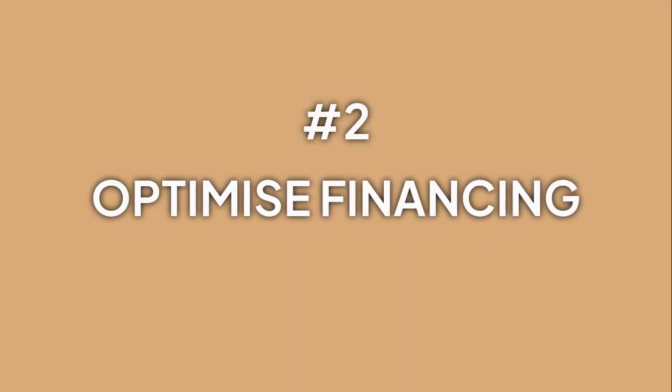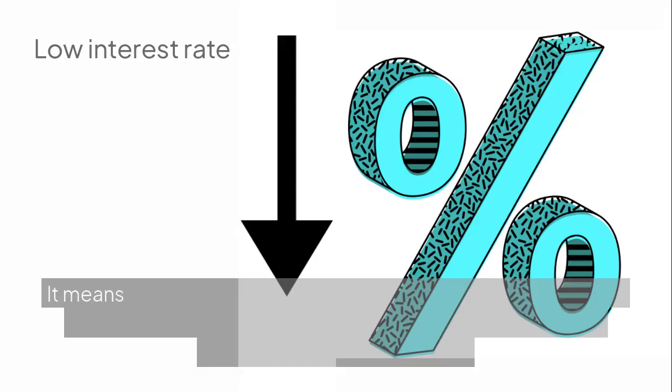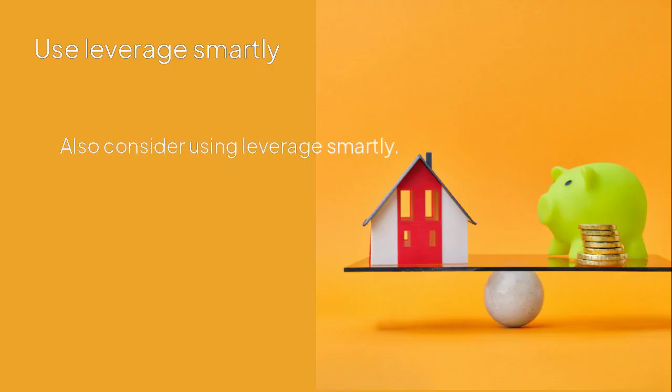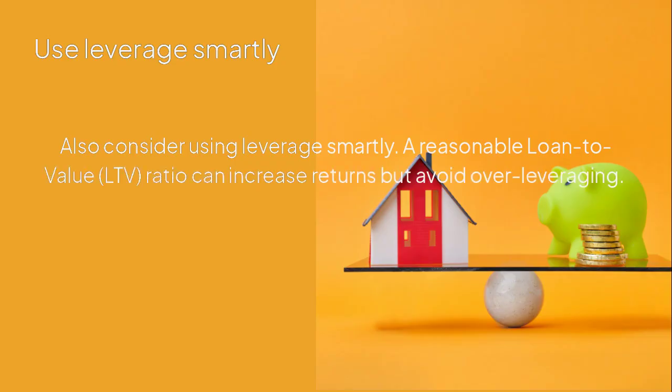Next up we have optimize financing. What does this mean? It means shopping around for a low interest rate and favorable mortgage terms. A small difference in the interest rate can significantly affect cash flow. Also consider using leverage smartly. A reasonable loan-to-value (LTV) ratio can increase returns, but avoid over-leveraging.